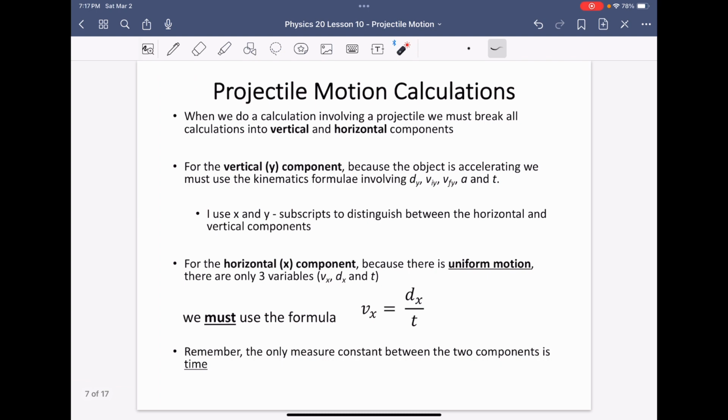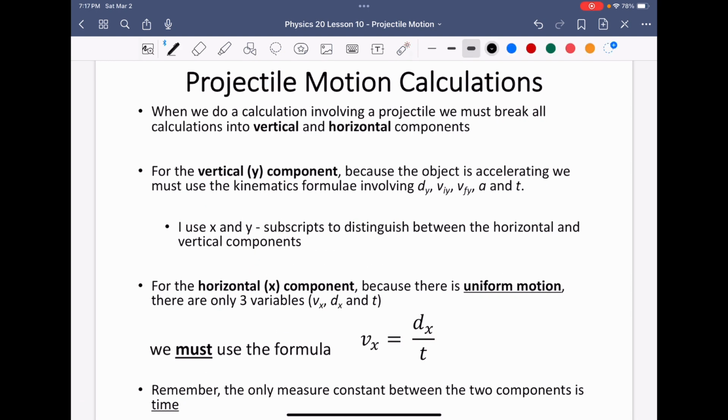Okay, now projectile motion calculations. This one is another one of those slides you're going to definitely want to revisit before any sort of major assessment. This is one of those study slides that you're going to really need to pay attention to.